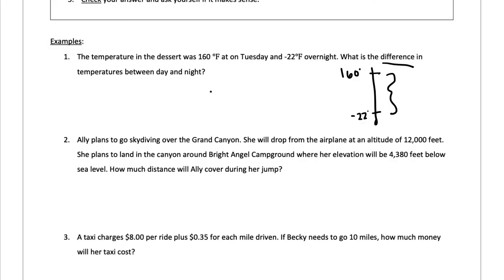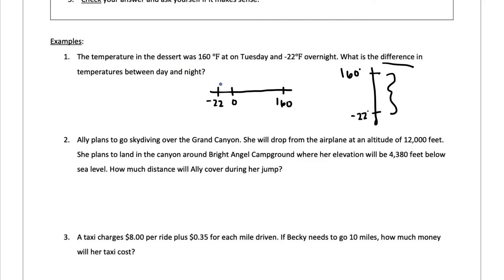So if you want to redraw it on the number line, I'm trying to figure out how far I went to get from negative 22 all the way up to 160. Well, a little bit past negative 22 on this number line is going to come 0. And then we're going to go all the way up to 160 here.